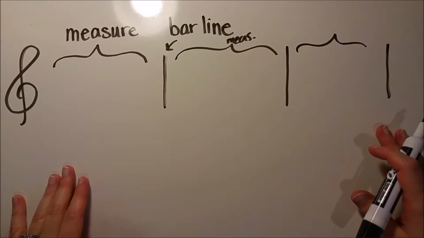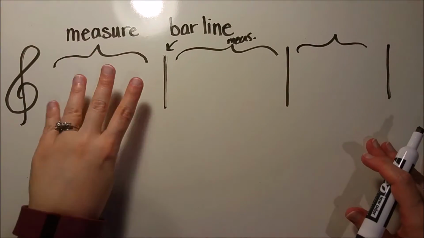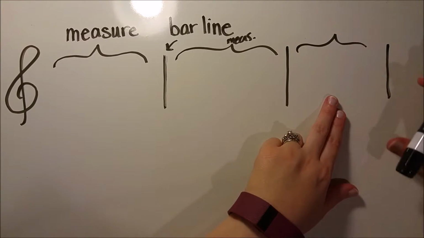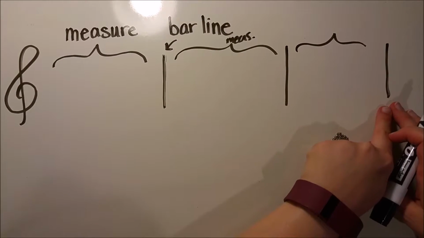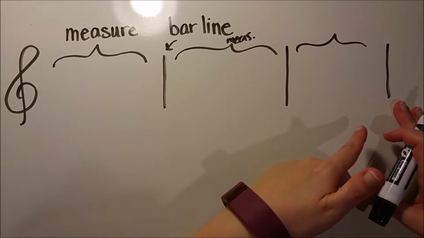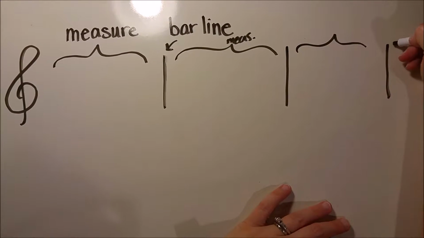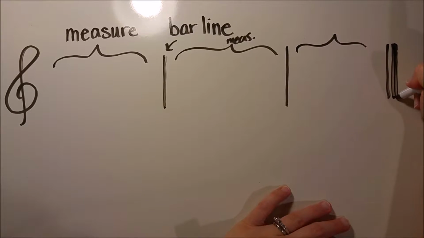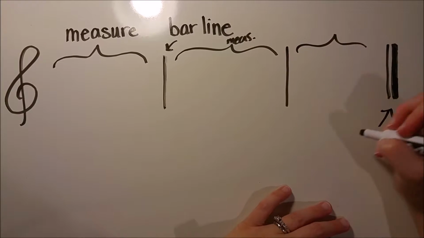If our song or our rhythm were only 3 measures long, 1, 2, 3, then we'd be at the end of it. So we wouldn't use a regular bar line there. We would use a double bar line. So a double bar line has 2 lines, and the second one is doubly thick. So a double bar line means the end.